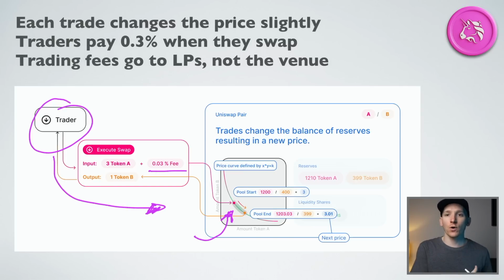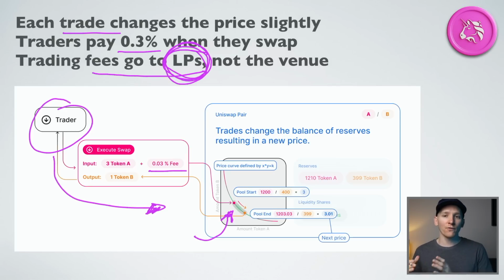There are more of the other coin in the pool, less of this coin, and so the price goes up little by little, and there's a protocol that dictates this. So each trade in the AMM pool changes the price slightly, which is obviously needed because of the supply and demand. Traders pay 0.3% when they swap, but the trading fees go to the people that provide their assets in the pool and not the venue itself.